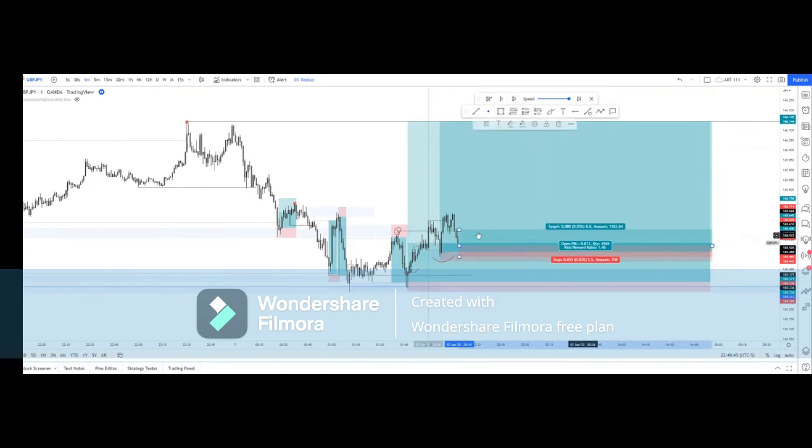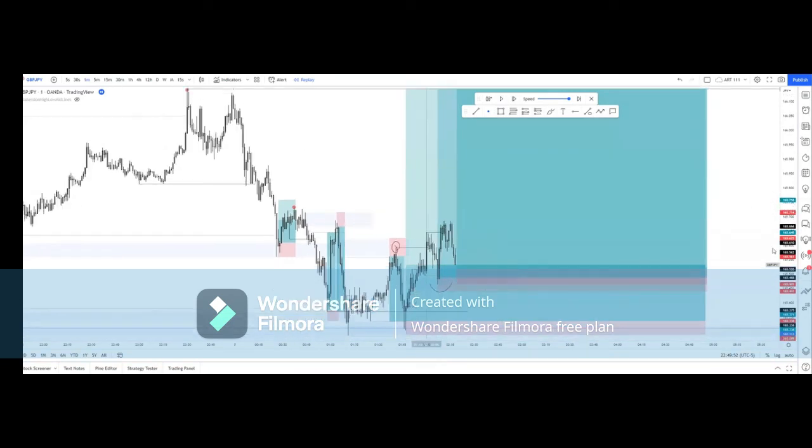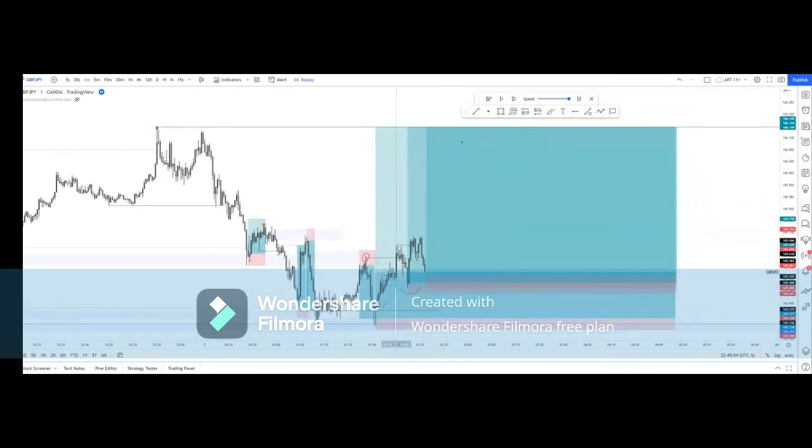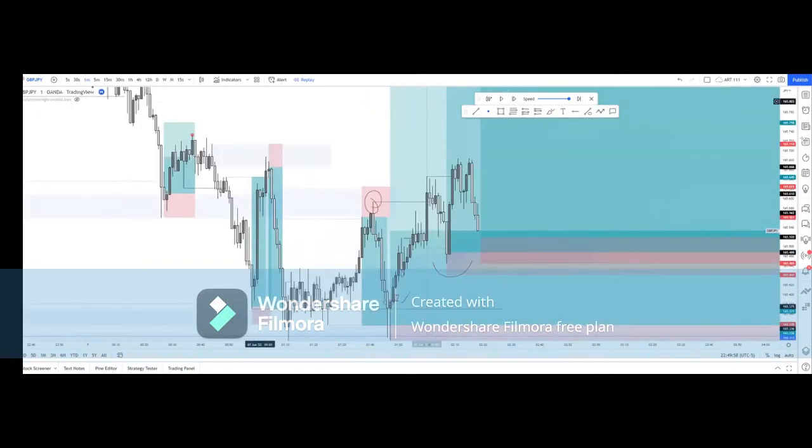Put this over here. All right, so range here, range to here. There's the liquidity right there. That's also equal lows. Okay, look, let's zoom in a little bit more.